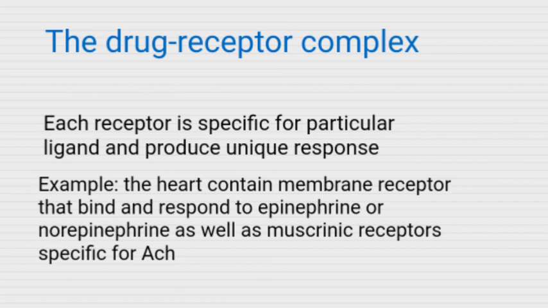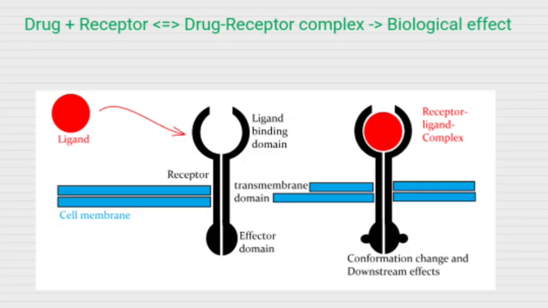The magnitude of the response is proportional to the number of drug receptor complexes. Here we have an equation: drug plus receptor gives drug receptor complex and the ultimate biological effect. These receptors not only have the ability to recognize a ligand but can also couple or transduce this binding into a response by causing a conformational change or a biochemical effect.